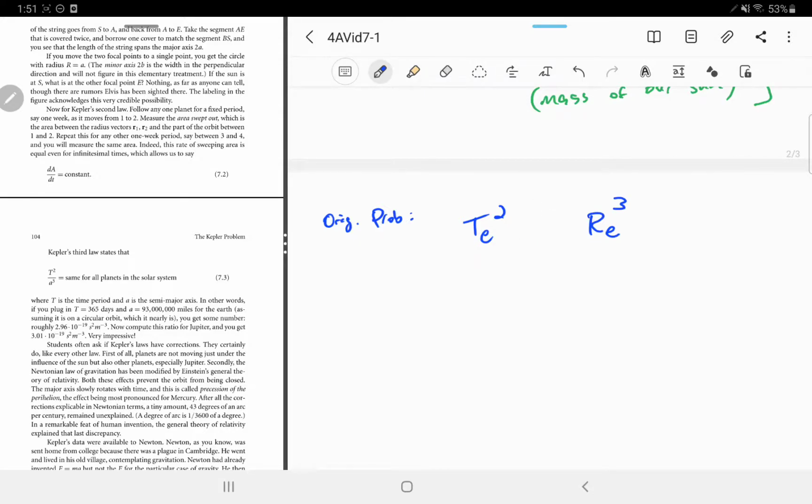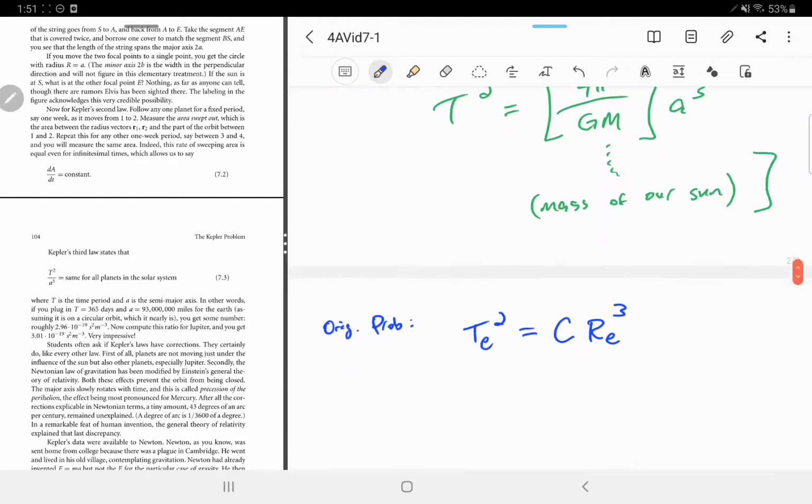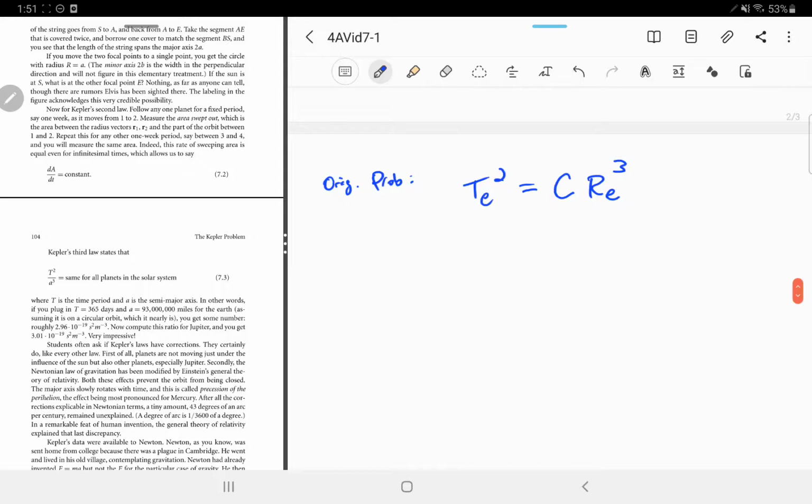Now, I'm just going to replace this with an equal sign and call it some constant. It's a constant that depends on the mass of the sun, but it turns out we don't need to know the mass of the sun to find the period of Mars's orbit. So we can write down the same thing for Mars. The period of Mars squared is that same constant, because the mass of the sun doesn't change, times the radius of its motion cubed.